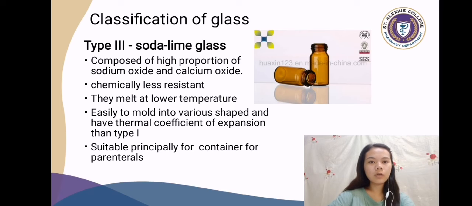And they have a lower thermal coefficient of expansion than type 1. This type of glass is also suitable principally as a container for parenterals. They are used in packaging non-aqueous preparations and powders for parenteral use, with the exemption of freeze-dried preparations. It is also used in packaging non-parenteral preparations. So the typical type 3 glass products are molded glass syrup bottles and tablet containers.